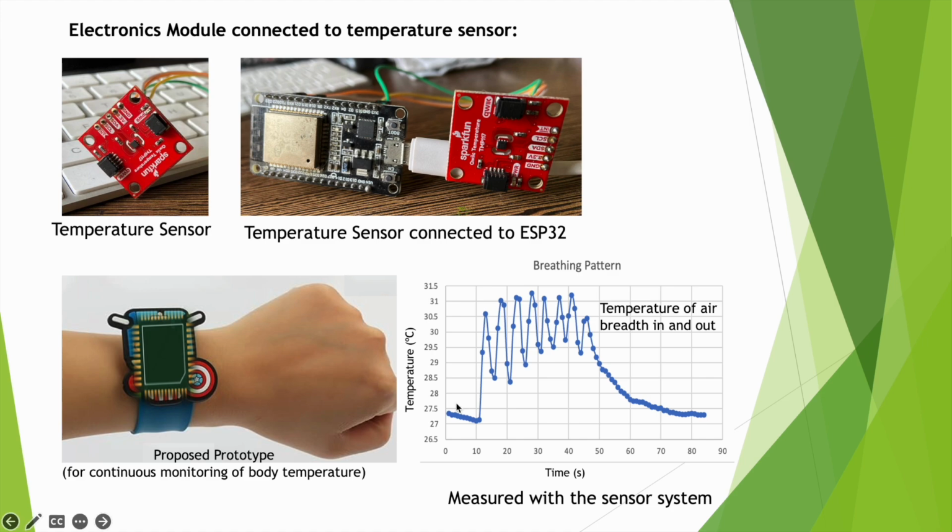This is the graph where data was sent using our temperature sensor. These peaks are when the person exhaled and the lower temperature points are when he inhaled. This is a temperature by time graph.